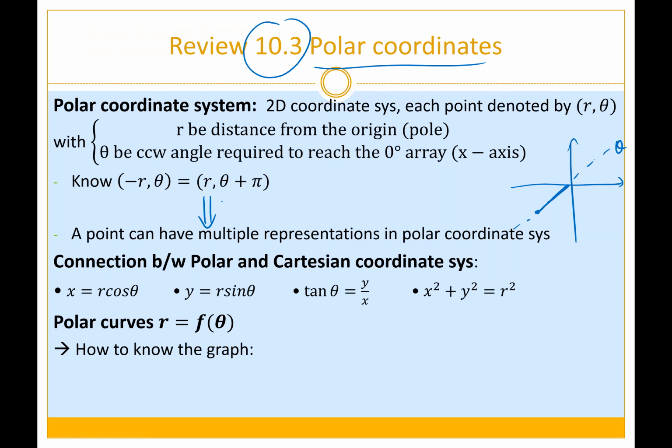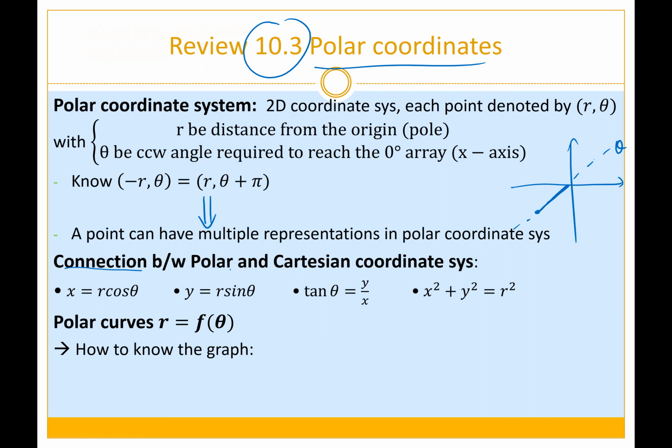We also have that a point can have multiple representations in the polar coordinate system, because the angle stays the same every 2 pi, so one single angle can be represented in different ways.